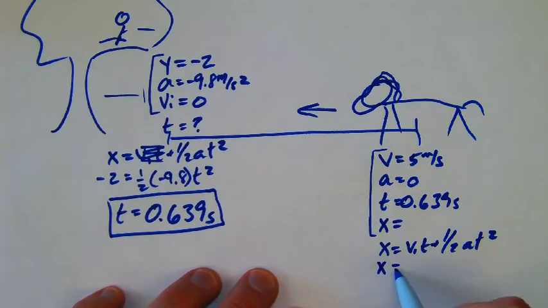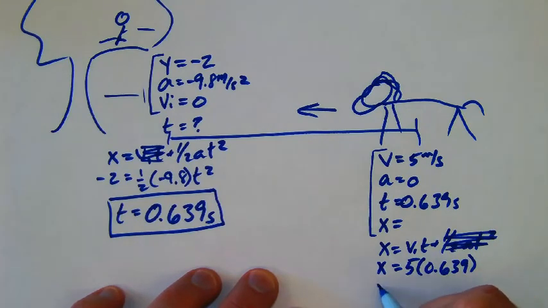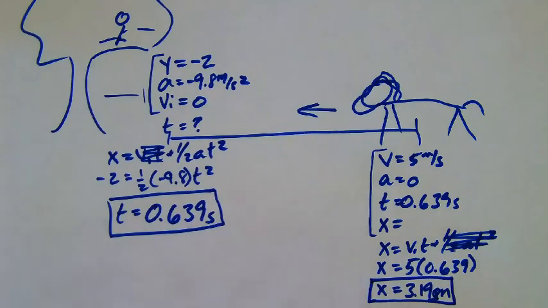Looking for that position, the initial velocity is 5. The time it's going to take the horse is 0.639. And the acceleration is 0, so that whole term cancels out. When I multiply 5 times that time, I get a position of 3.19 meters. The horse has to be that far away in order for the ranch hand to land on the horse.